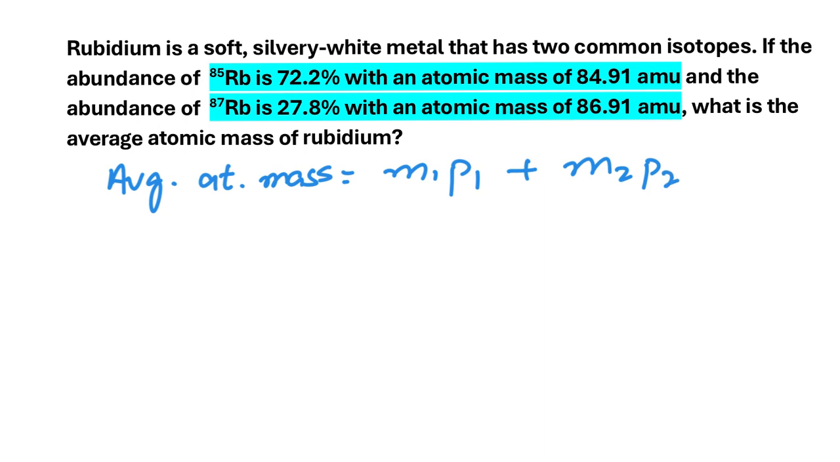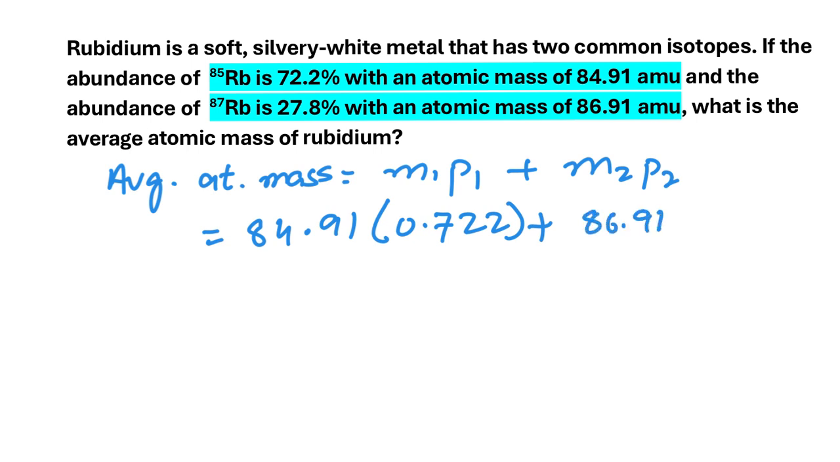Now, by adding the values, 84.91 is the mass of the first isotope, and we are going to divide the percentage by 100, and we are going to get 0.722, plus the mass of the second isotope, which is given 86.91, multiplied by the percentage, which will be divided by 100. It will be 0.278.